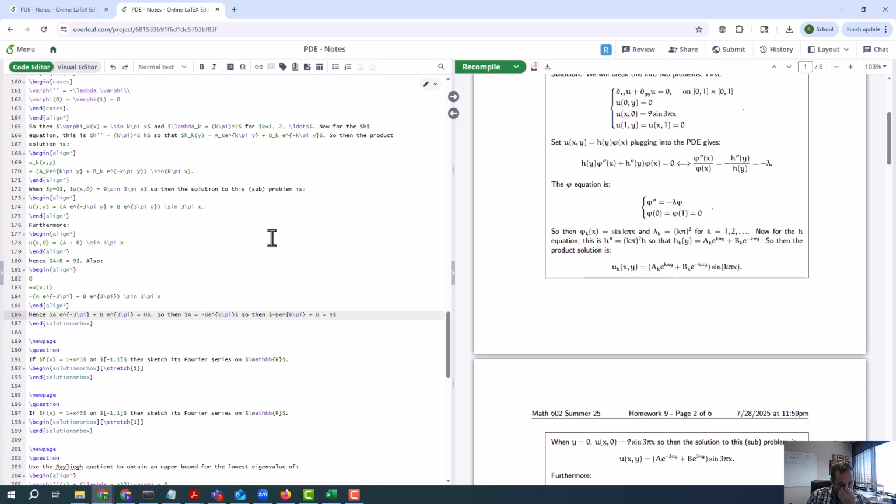Okay, so now we can factor out a b. Actually, let me write it like this. So then 9 is equal to this. Let me factor out the b here. So it's going to be b times 1 minus e to the 6 pi. Okay, and so now b is going to be 9 over that.